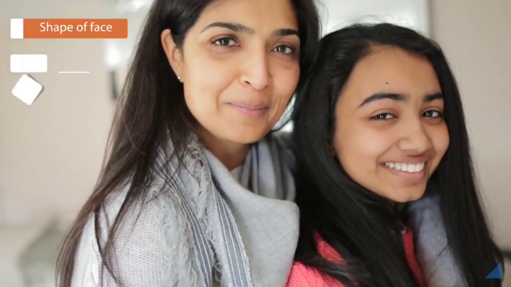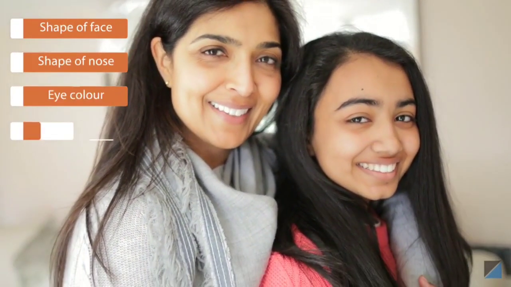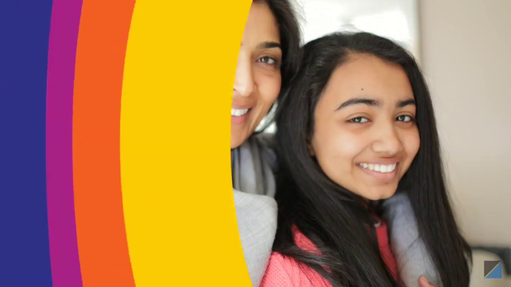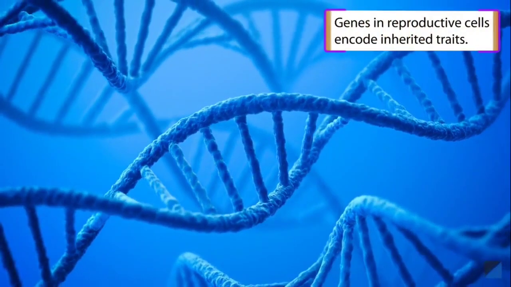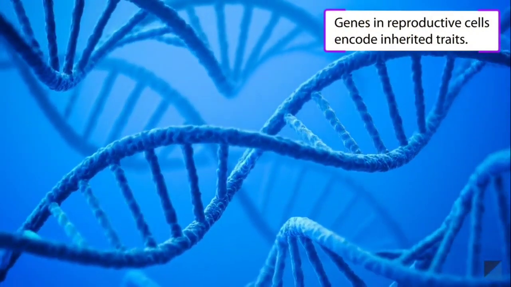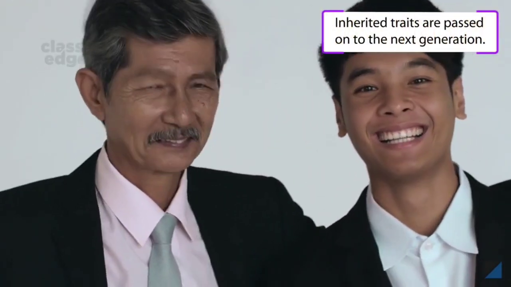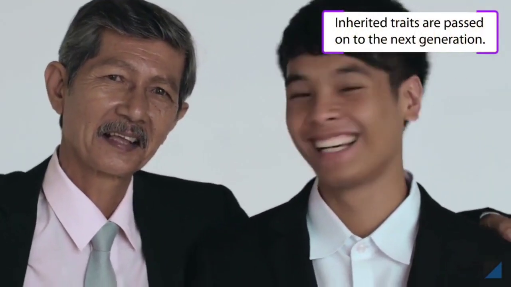All living organisms receive or inherit some traits from their parents, like the shape of the face, the shape of the nose, eye color, and hair color. These are called inherited traits. Inherited traits are encoded by genes present in the reproductive cells. So, inherited traits can be passed on to the next generation.